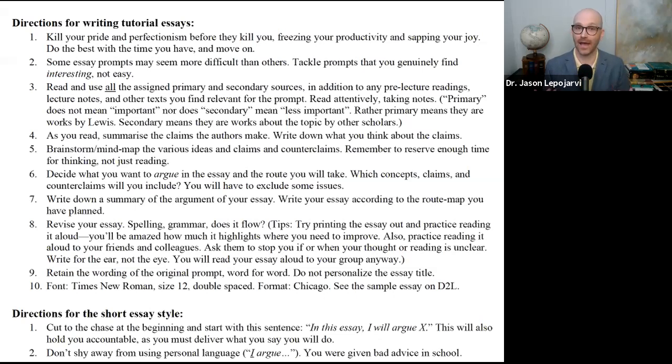4, as you read your sources, summarize the claims the authors make. Write down what you think about the claims. This is a skill, the ability to focus on the essentials. The same goes for underlining works. You cannot underline excessively. You really need to choose.